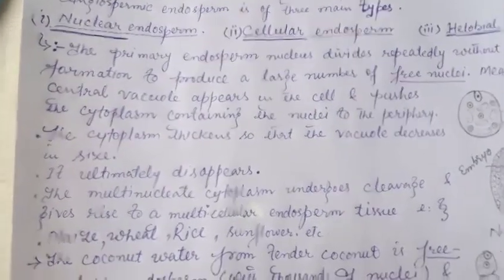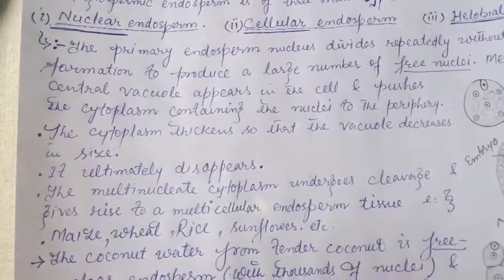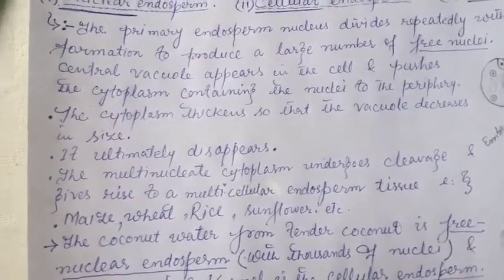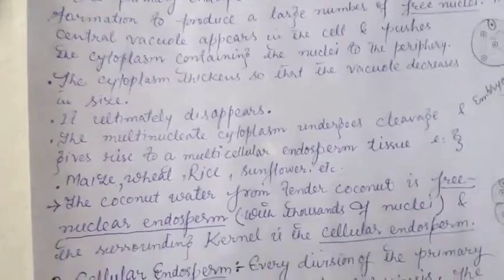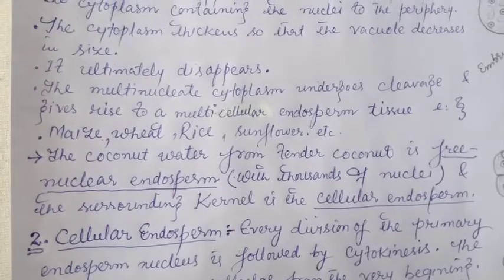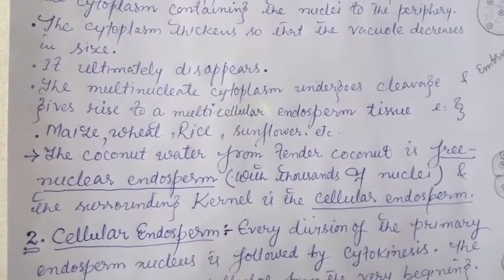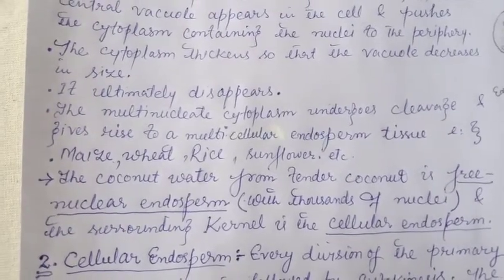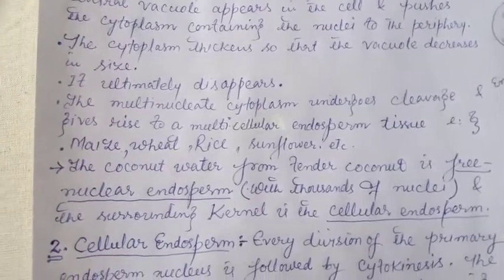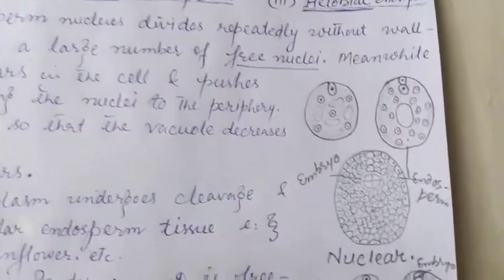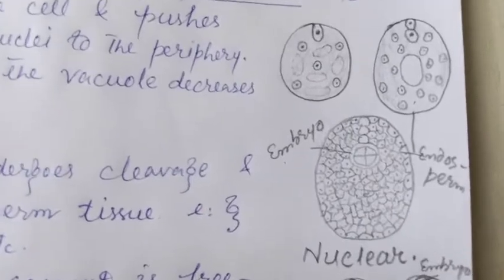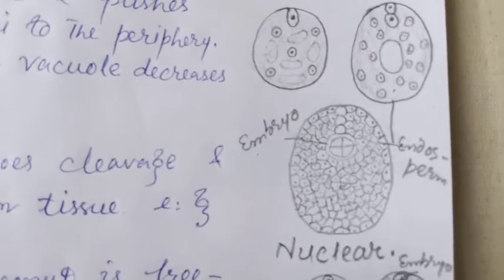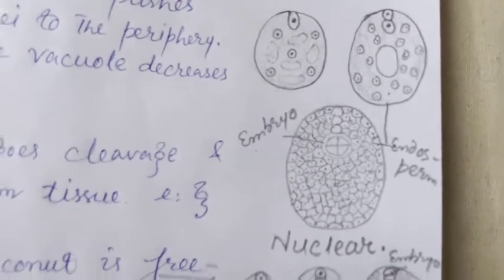For example, in maize, wheat, rice, sunflower, the endosperm is multicellular endosperm. Whereas in a coconut, the coconut water from tender coconut is free nuclear endosperm with thousands of nuclei, and the surrounding kernel is cellular endosperm. And this is the view of the nuclear endosperm, wherein the free nuclei are formed in large numbers, like in the tender coconut water.